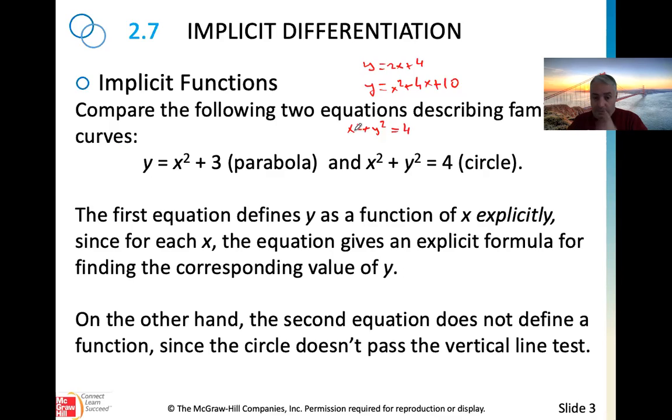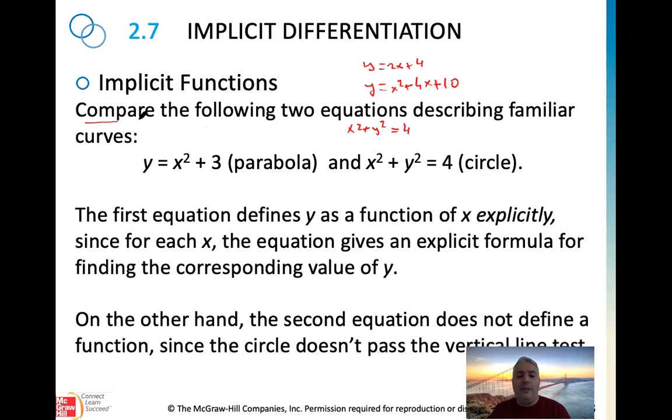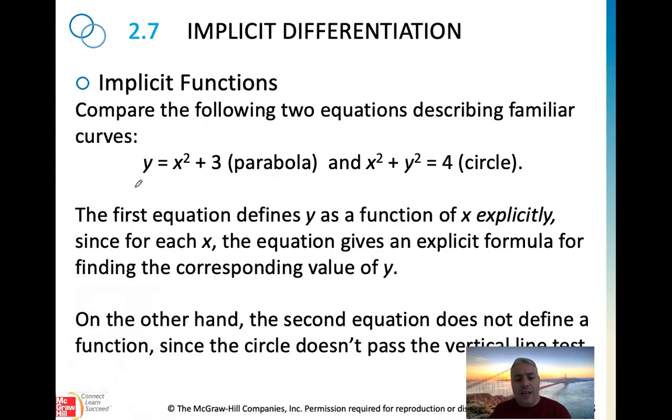So, let us read the formal definition. How is it given here? Compare the following two equations describing the familiar curves. So let me clean what I have written. So this is now a parabola. This is now a circle. X squared plus y squared is equal to 4 is a circle. You know the center is 0, 0 and radius is 2 units, okay?